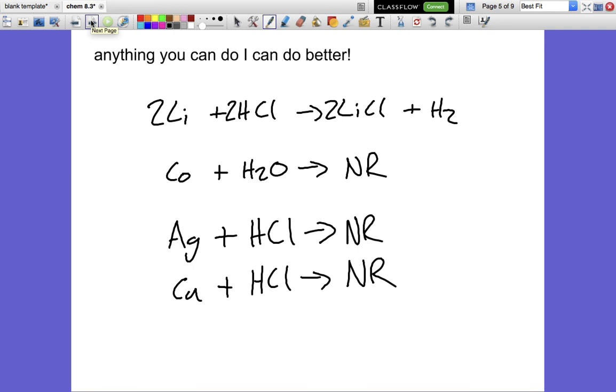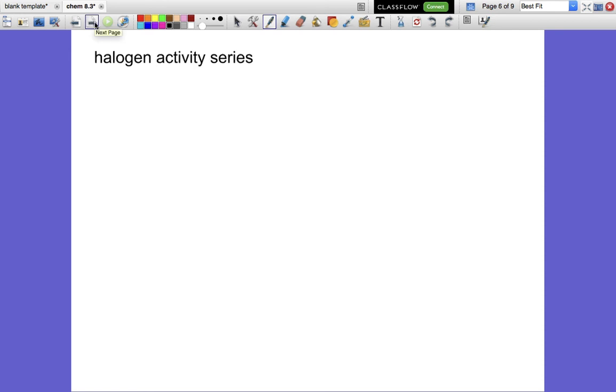So you're going to have a lot of cases when you're going to do no reactions, but remember, anything you can do, I can do better. If it's actually above that reaction on our activity series, it can definitely do it. And then finally, you also have halogen displacements to worry about, right? So a couple examples there just to remember.